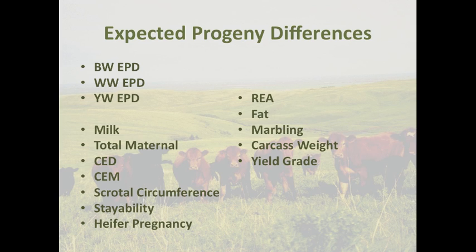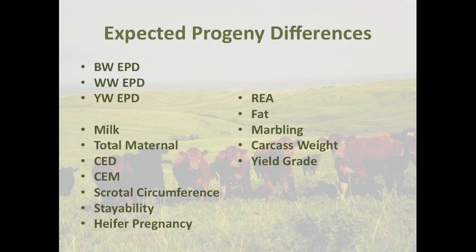My favorite EPDs are calving ease direct and calving ease maternal. When a commercial customer comes to you and asks you what the birth weight of your bull was or your calves were, what he's really looking for is calving ease. And we have 2 great EPDs that describe just that. They are correlated with birth weight, but they also describe the size and shape of that calf.